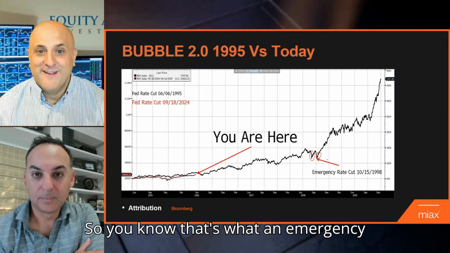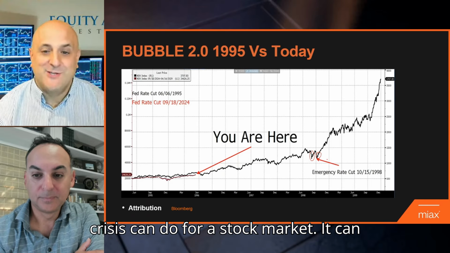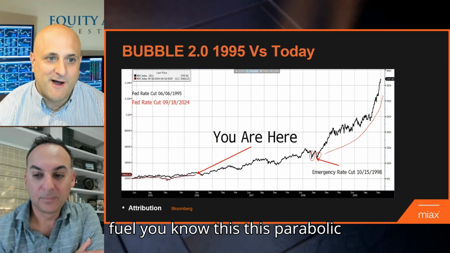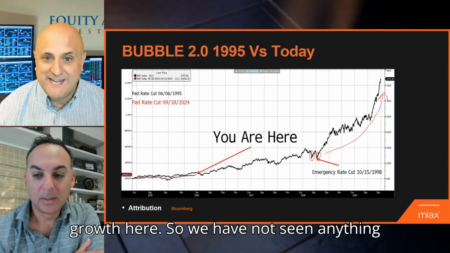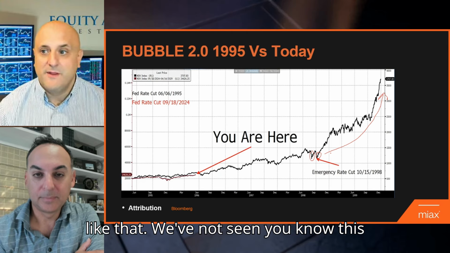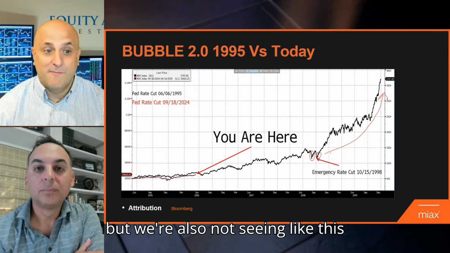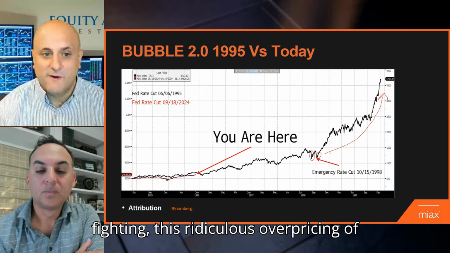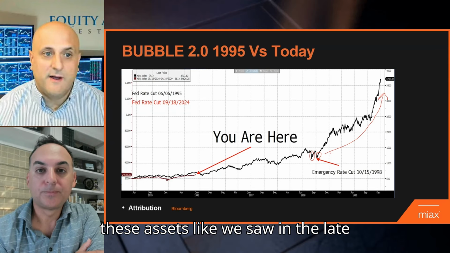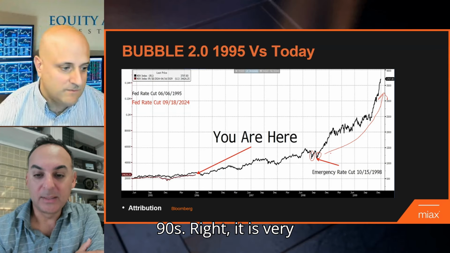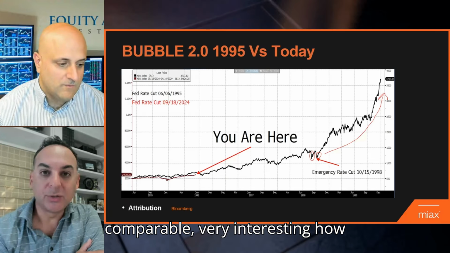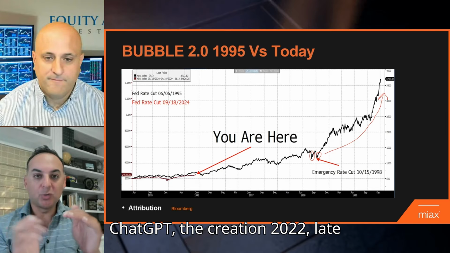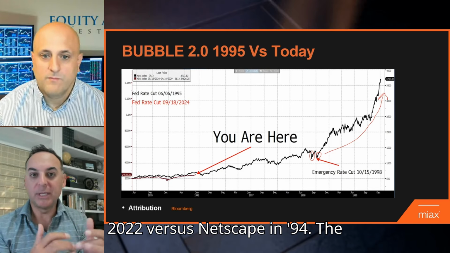So that's what an emergency crisis can do for a stock market. It can fuel this parabolic growth here. We have not seen anything like that. We've not seen this race to the bottom culminating here, but we're also not seeing this ridiculous overpricing of these assets like we saw in the late 90s. Right. It is very comparable, very interesting how you lay this out, like Netscape, ChatGPT, the creation in late 2022 versus Netscape in 94.